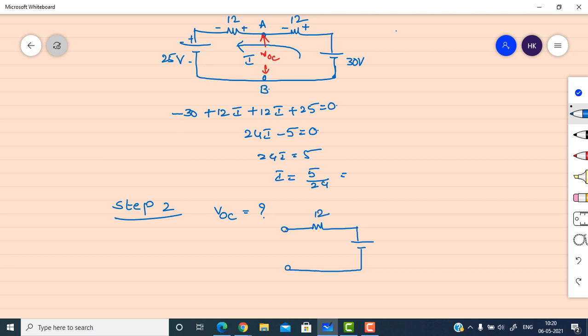This is 12, 30, and you are finding VOC here. This unknown voltage I am writing as VAB. This is A terminal and this is B terminal. VAB, this one is unknown. That VAB is nothing but the open circuit voltage between A and B terminals. So it is an open circuit voltage, or voltage between A and B terminals, or Thevenin's voltage. All are the same here.